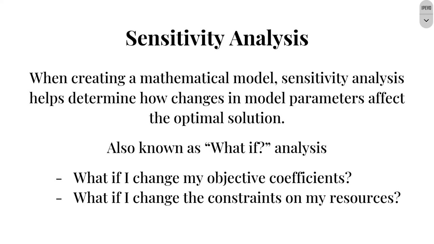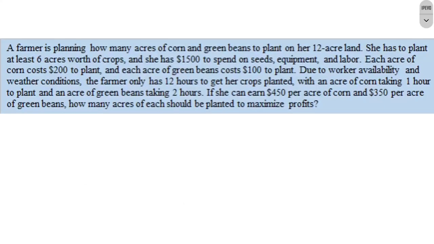So let's use our sensitivity report from a previous example in a different video. In this example, we had a farmer who was planting acres of corn and acres of green beans on 12 acres of land. She had to plant at least 6 acres worth of crops, and she had $1,500 to do it. Each acre of corn cost $200, each acre of green beans cost $100, and she was going to have to plant it all in 12 hours, with an acre of corn taking 1 hour to plant and an acre of green beans taking 2 hours. She had the possibility of earning $450 per acre of corn and $350 per acre of green beans in profits, and our goal with this problem was to determine how many acres of each she should plant to maximize profits.